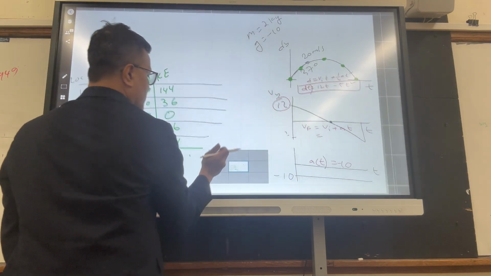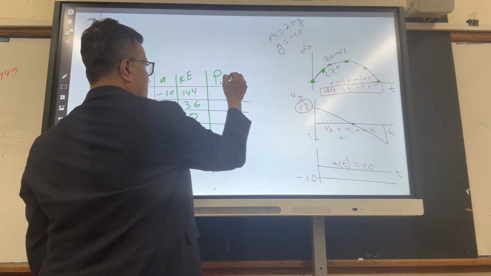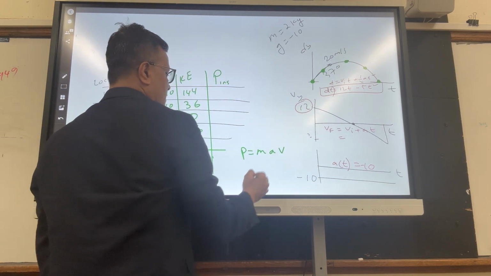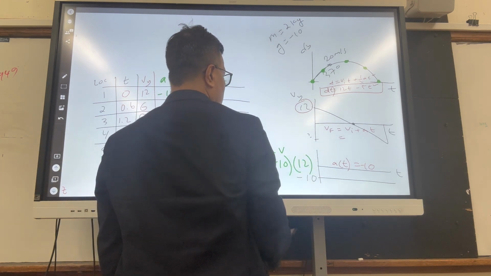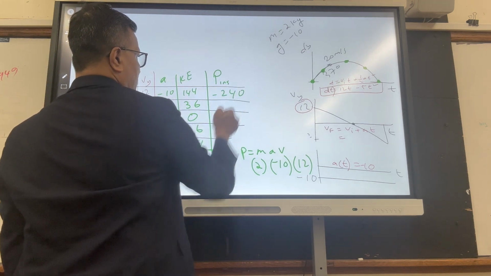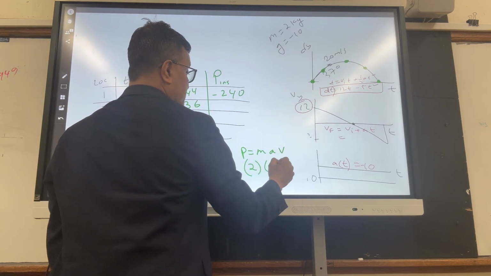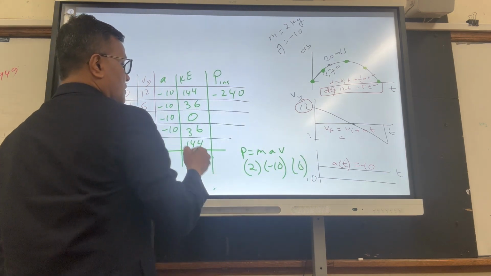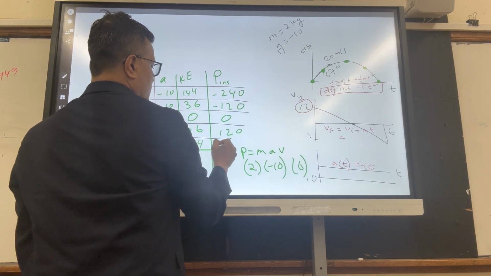And now we're going to find the power, instantaneous power. This one is instantaneous. So the power is mav. So m is 2, a is of course negative 10, and v is of course 12. So 240. Okay, this one is negative 240. This is 2, acceleration is negative 10, and velocity is of course 6. So this is negative 120, negative 120. This is 0, this is 120, this is 240.